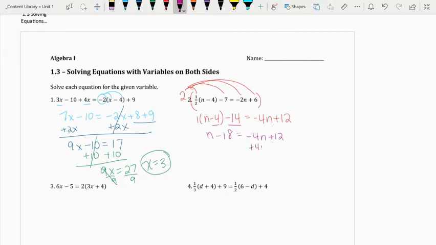I would then add 4n to get 5n minus 18 equals 12. Add 18. Move it up here. We have 5n equals 30. Divide by 5, and n equals 6.